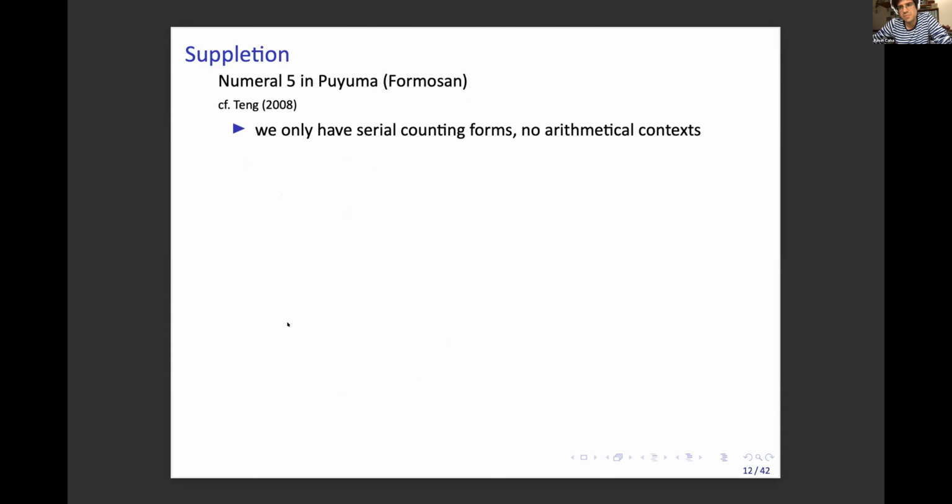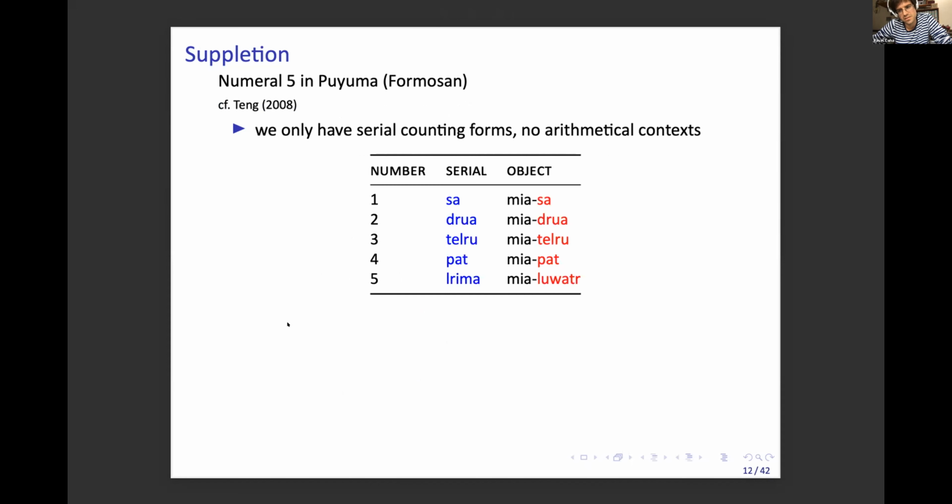An interesting, perhaps related case, although we believe to be different, is maybe found in Puyuma. And this is the pattern. And so for Puyuma, we don't have an example of an arithmetic context, but there is a difference between so-called serial counting numerals, okay? And we don't know whether the serial counting numerals are used in mathematical statements. We suspect that they are not. And so the serial counting numerals are, you use them when you say count 1, 2, 3, 4, 5, and so on, like in a row.